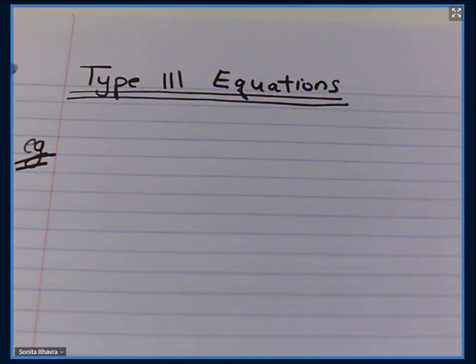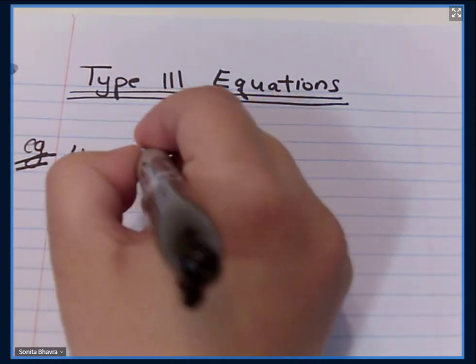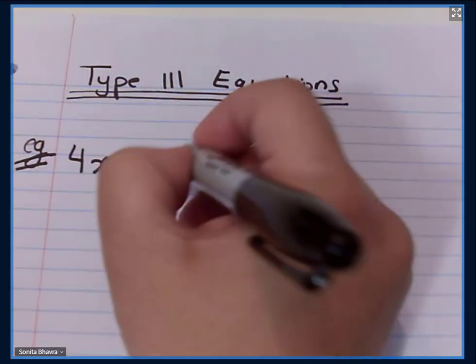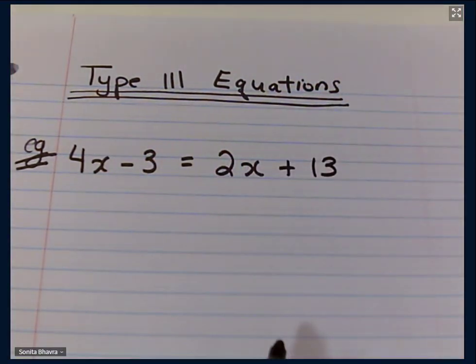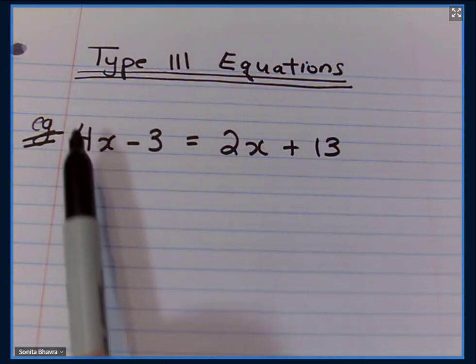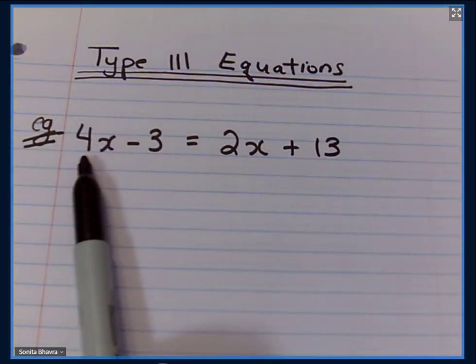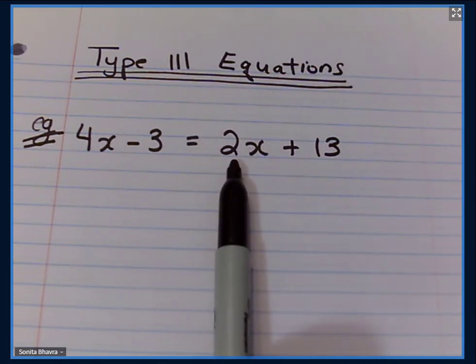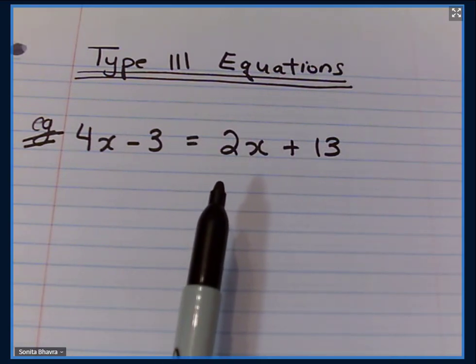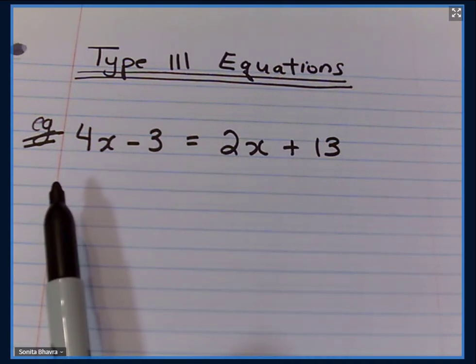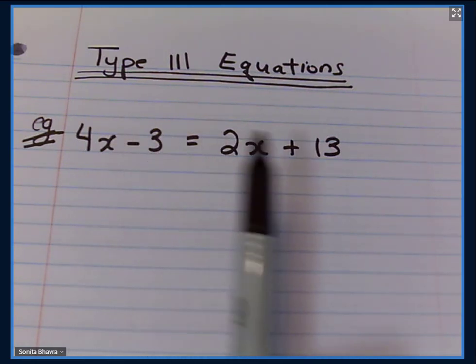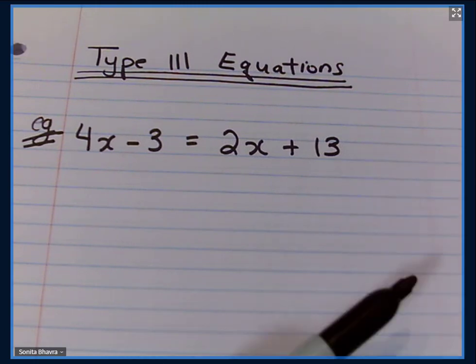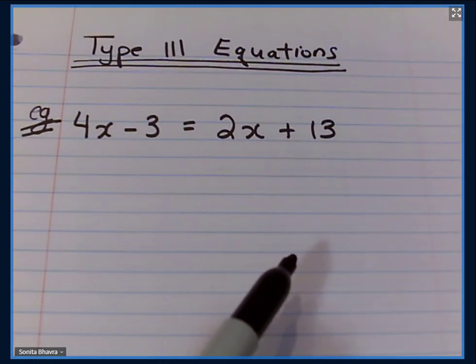Okay, so our first example, we have 4x minus 3, and it's equal to 2x plus 13. Looking at this, we have x on our left side of the equation. We also have x on the right-hand side of the equation. So we have to bring all the x's to the left-hand side. That's usually how it's done. We bring our variable to the left-hand side of the equation, and we move our numbers to the right-hand side. So let's work with our variables first.